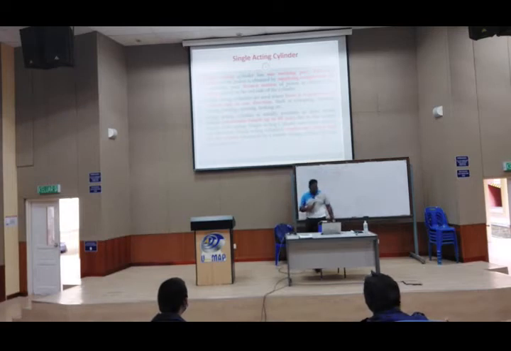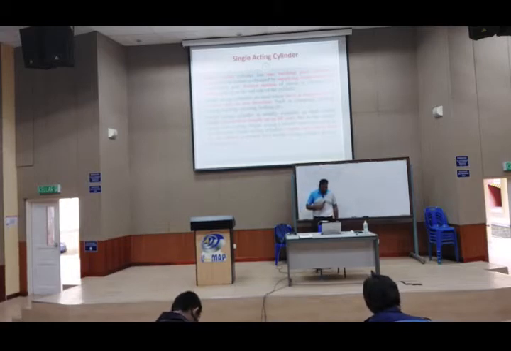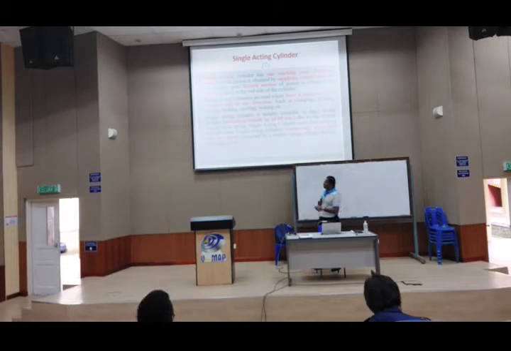Single acting cylinders are used where force is required in one direction, like the earlier example, for linear motion, clamping, feeding, sorting, locking, ejecting and braking. A single acting cylinder is usually available in short stroke length, so the maximum diameter it can reach is one of the disadvantages. 80 mm, how many cm? Only 8 cm it can extend.